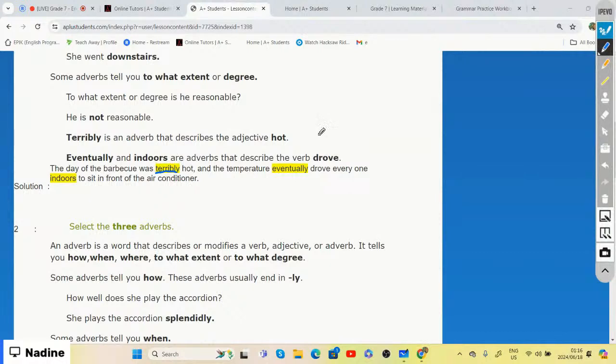Then we also have eventually and indoors, which describes basically our verb. So that is why it says an adverb describes or modifies an adverb, an adjective, as well as a verb. So we're going to have to identify then what the verb is, what the adjective is, and so on.